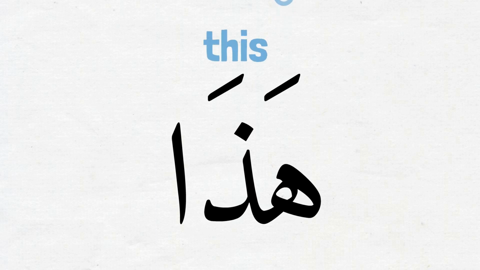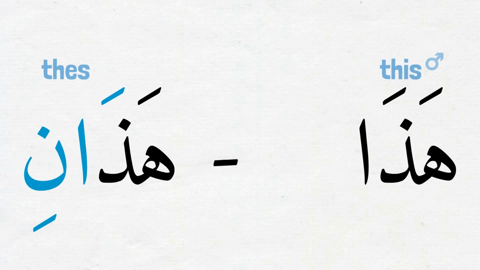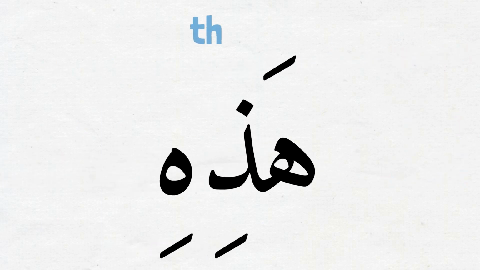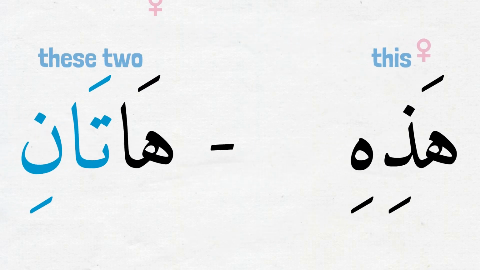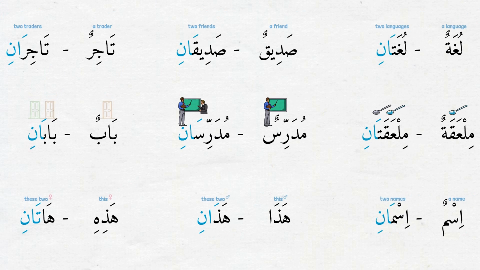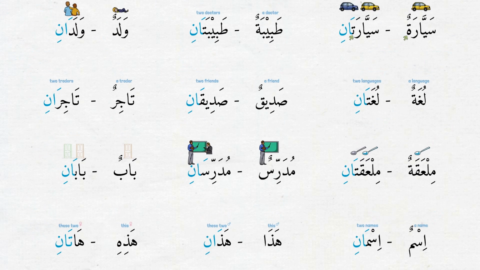Now we have hada, this, in masculine gender. What will be al-muthanna of hada? Hada in muthanna is hadani. How about hadhihi, this, in feminine gender? What will be the muthanna of hadhihi? You might have tried to add ani to the end of the ism, but its dual is a bit different. The muthanna form of hadhihi is hatani. We just need to memorize this dual for hadhihi. So hada becomes hadani and hadhihi becomes hatani in muthanna.